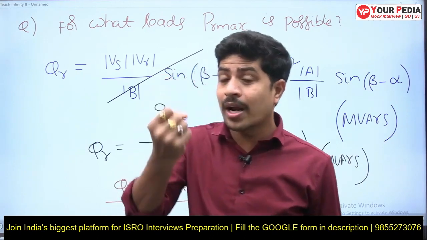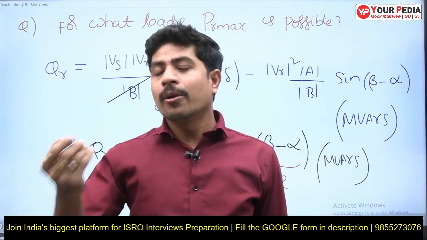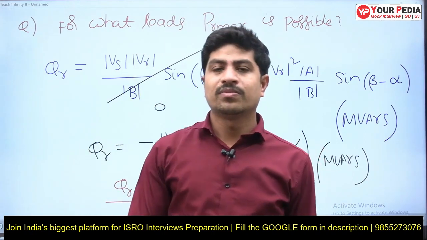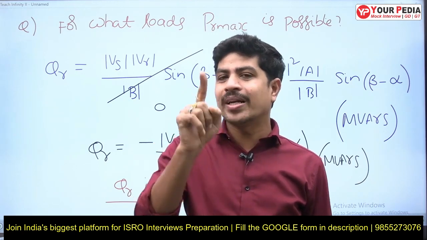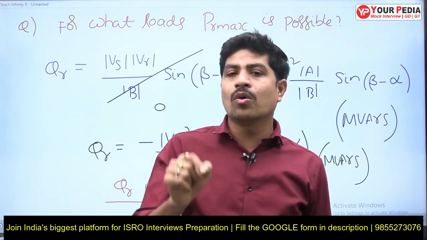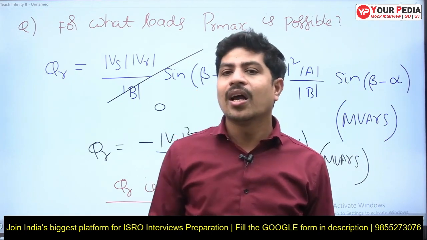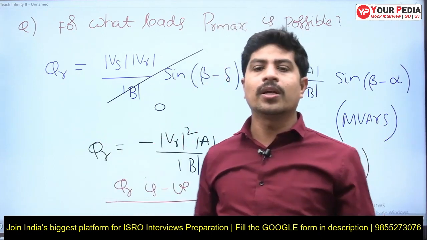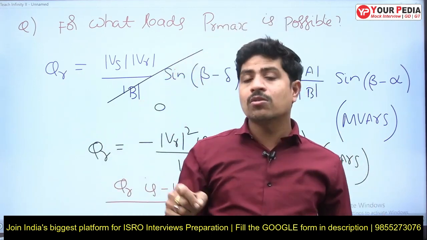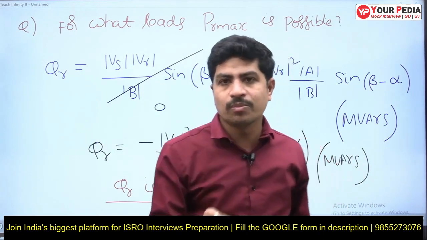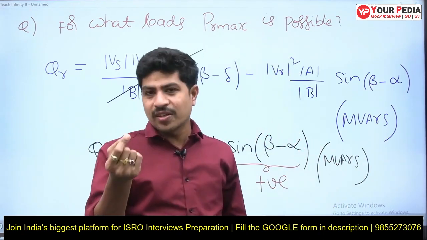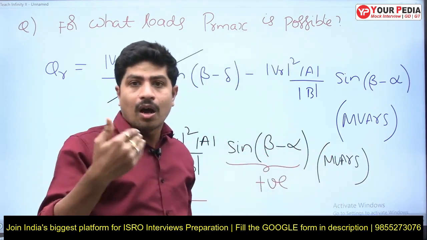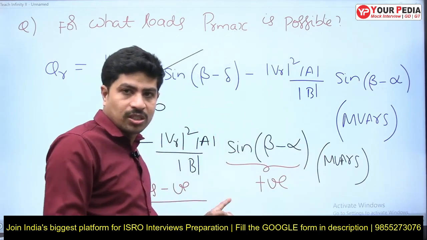The load angle is not in our hands, that is the hands of the load. If you keep a leading load at the receiving end, then only the condition delta equal to beta is possible. By keeping a resistive load, it is not possible to get delta equal to beta. Sir, if I do something such that delta equal to beta happens? It is not possible. Only with leading loads, maximum receiving end real power is possible. The question is very simple: what is the condition for maximum receiving end real power, delta equal to beta. But from there, understand how the interviewer extended the question to this.